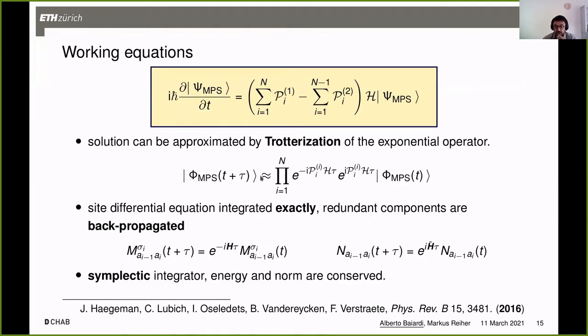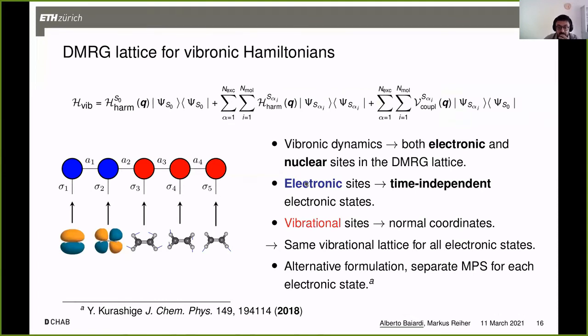In a nutshell, I just want to recall how this tangent space DMRG works. It integrates the time-dependent Schrödinger equation projected onto the manifold of the MPS with a given bond dimension. The key idea and the key advantage is that the propagation can be simulated with an iterative propagation algorithm, which is equivalent to the iterative optimizations that we have in standard time-independent DMRG. Let me just jump to some applications.